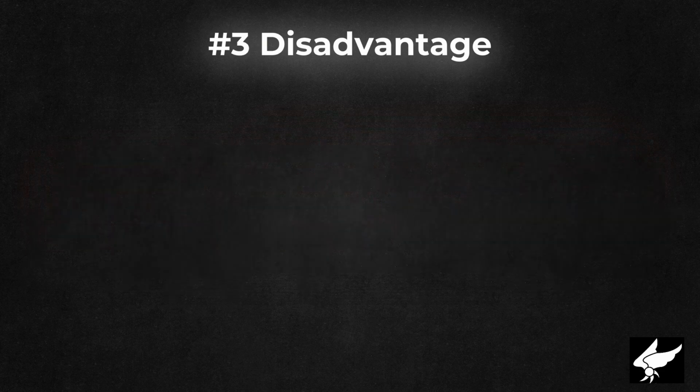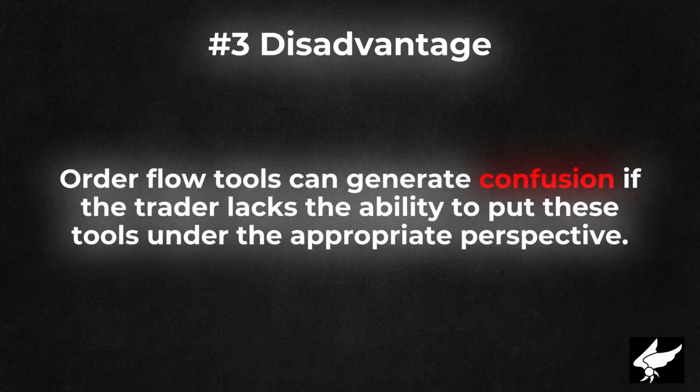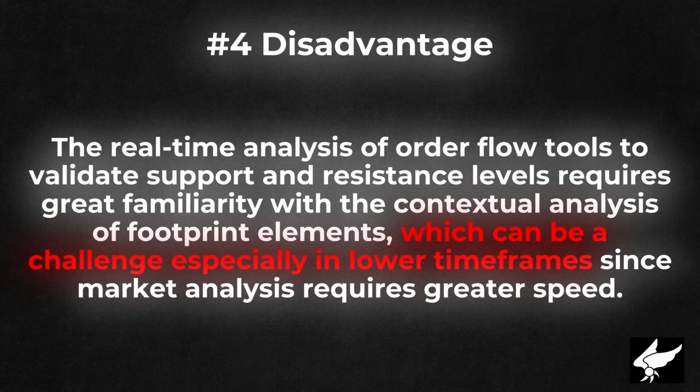3. Order flow tools can generate confusion if the trader lacks the ability to put these tools under the appropriate perspective. 4. The real-time analysis of order flow tools to validate support and resistance levels requires great familiarity with the contextual analysis of footprint elements, which can be a challenge, especially in lower time frames, since market analysis requires greater speed.